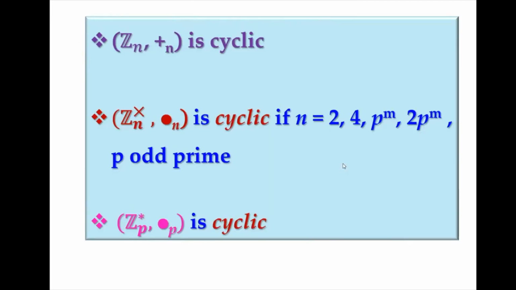One more thing we notice is that Zn under addition modulo n is cyclic, and Zp star under multiplication modulo p is also cyclic, whereas Zn cross is cyclic only when n takes the value 2, 4, p power m, or 2 into p power m, where p is an odd prime. So these are the 3 categories that we have when we consider congruence classes modulo a number. In each of the 3 cases, we have seen that they form a group, what their orders are, and what their subgroups are, how many subgroups they can have, all that.